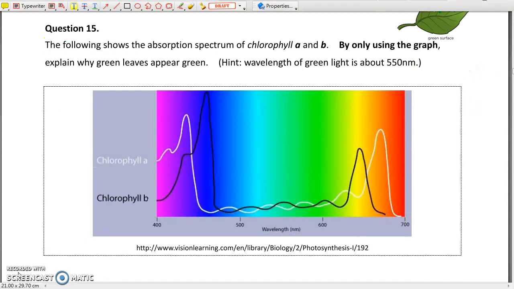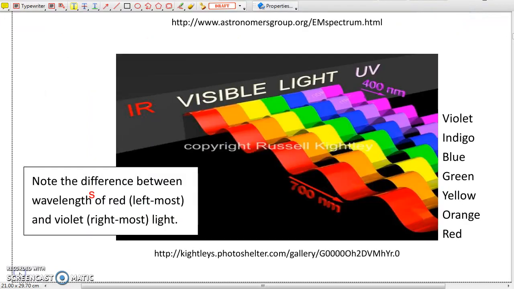The following questions are challenging. The graph shows the absorption of light. Read the chart carefully and find out which colors of light is reflected. You should refer to page 6 to check the wavelengths of different colors of light.